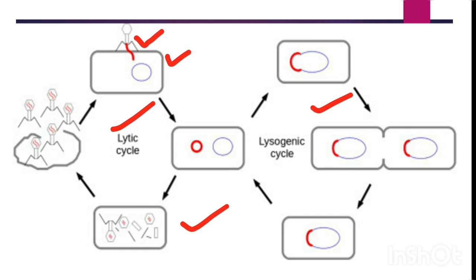Next, in the lysogenic cycle, the viral DNA or genome gets inserted or joined with the bacterial DNA and replicates along with the bacterial DNA. But sometimes they again become active and enter into the lytic cycle. So this is the basic difference between the lytic cycle and the lysogenic cycle.